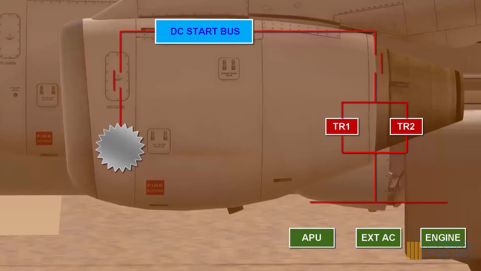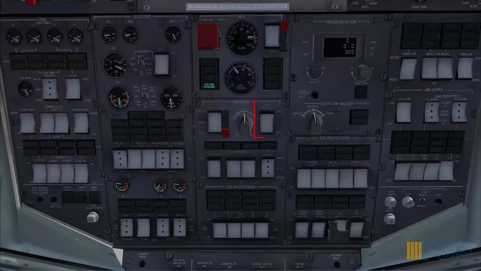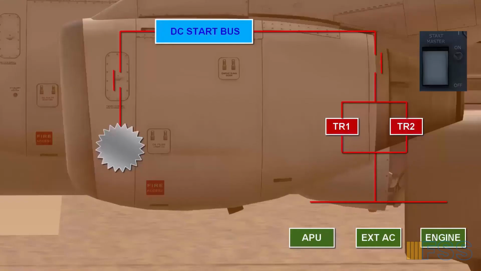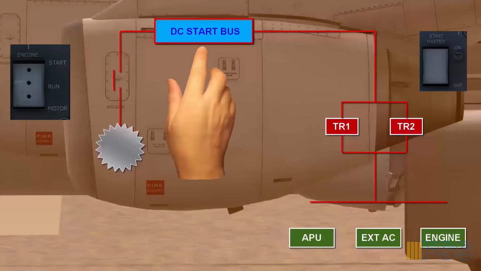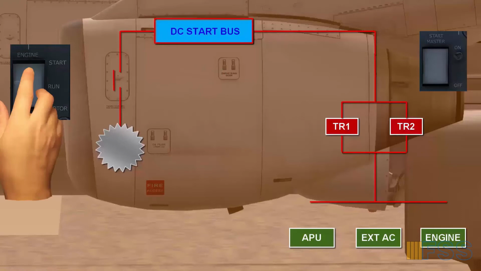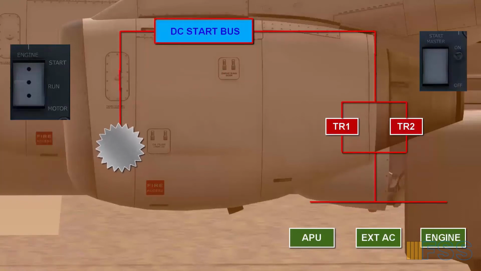The DC start bus has an on and off start master switch located on the engine start control panel on the overhead panel. Selecting on will power the DC start bus. The engine starter motor is controlled by an engine start switch located also on the engine start control panel. When the DC start bus is powered, selecting the engine start switch on will operate the starter motor.